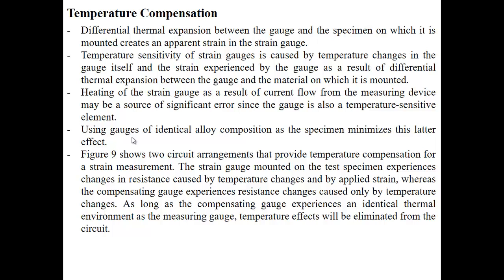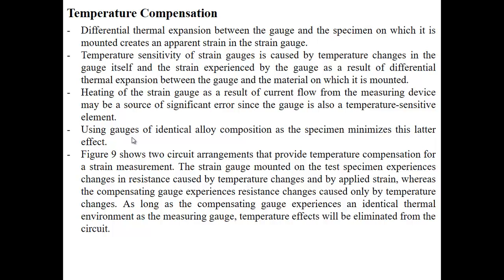Heating of the strain gauge as a result of current flow from the measuring device may be a source of significant error since the gauge is also a temperature sensitive element. When heat occurs, and there is current flow, it makes the gauge less effective. Why? Because it produces a source of significant error, because as we know before, the gauge is a temperature sensitive element.